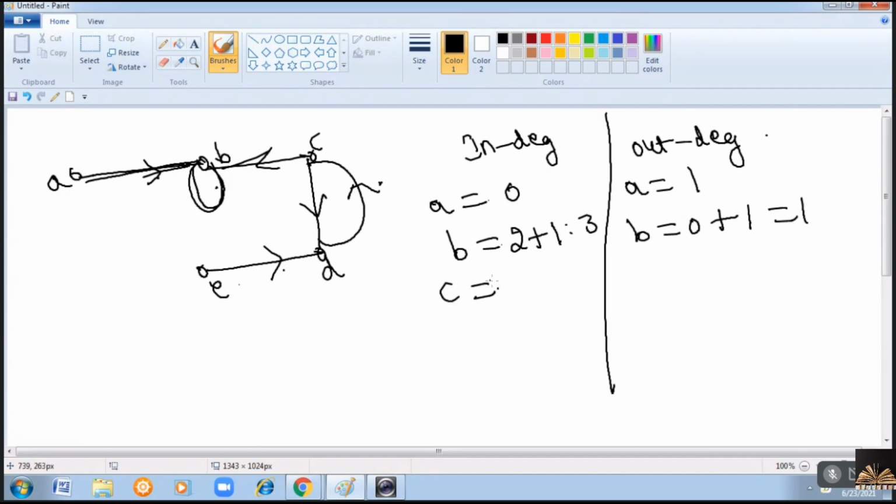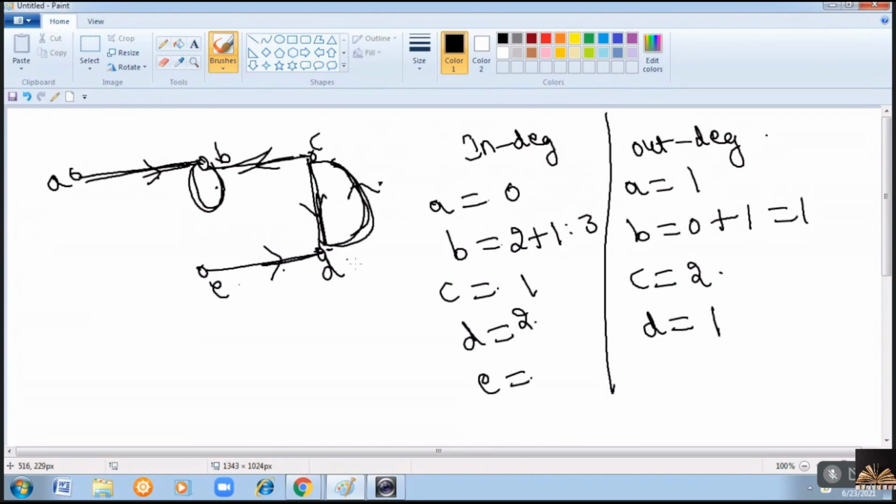Now C. How many edges are coming to C? There is only 1 edge. Going from C, 1, 2. D. How many edges are coming to D? 1, 2. How many edges are going from D? Only 1. Now E. How many edges are coming to E? Nothing. Going from E is 1. This is the edge going from E. Right? So in this way, the in degree and out degree of a directed graph we can calculate.